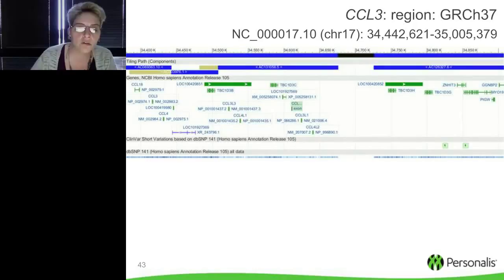But I'll just walk you through one example that exemplifies some of the difficulties in using GRCh38 and some of the things that we fixed that were problems in GRCh37. So this is a region on chromosome 17, which contains the gene family CCL3. And these blue lines represent the clone tiling path that was used to construct the chromosome assembly here. So we can see this region right here contains a large gap. This track here is gene annotation. This track here is ClinVar, and this track here is dbSNP.